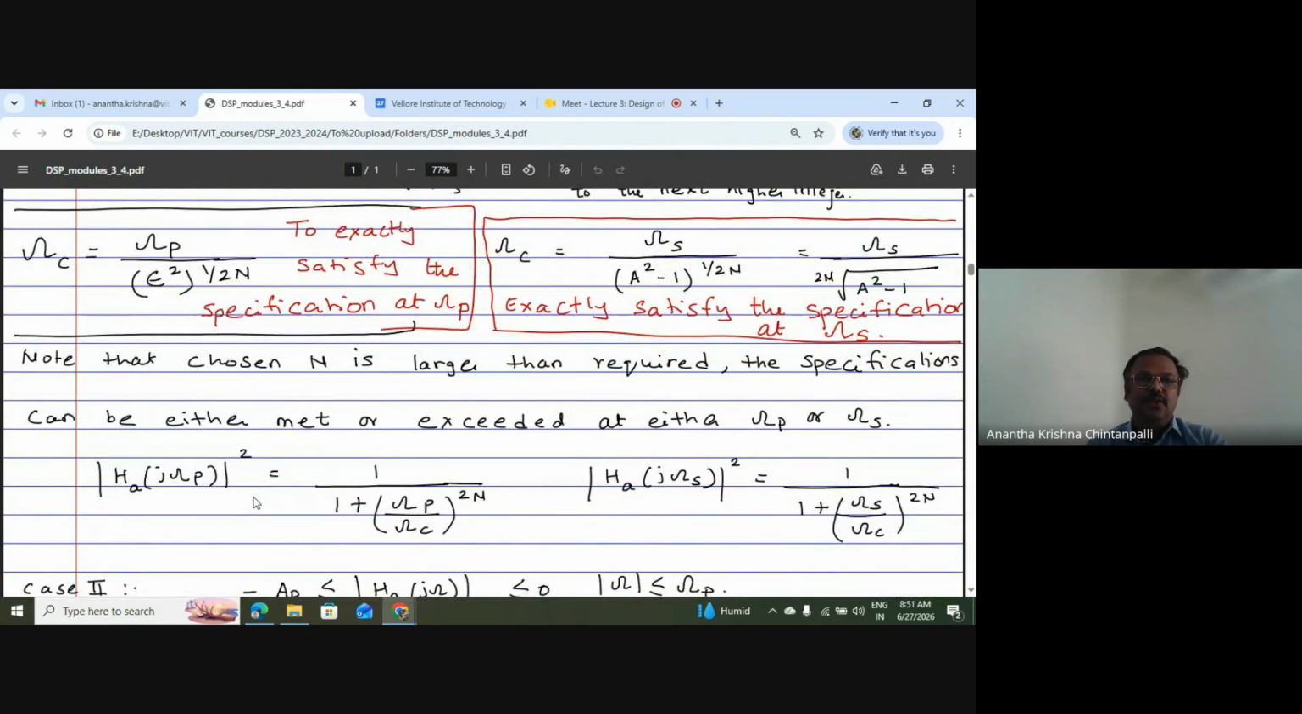Note that the chosen n is larger than required because we computed 2.3, so we select 3. The specification can be either met or exceeded at either omega p or omega s. Obviously none of the designs are perfect. Since the order is slightly higher than required, going from 2.3 to 3, there will be a case where it might exceed the specification in your design.